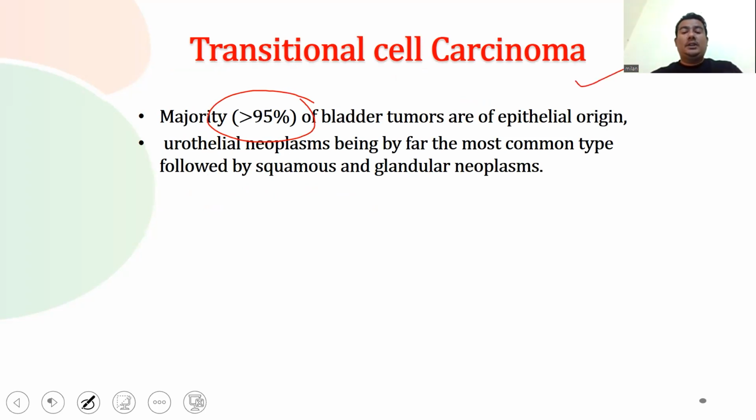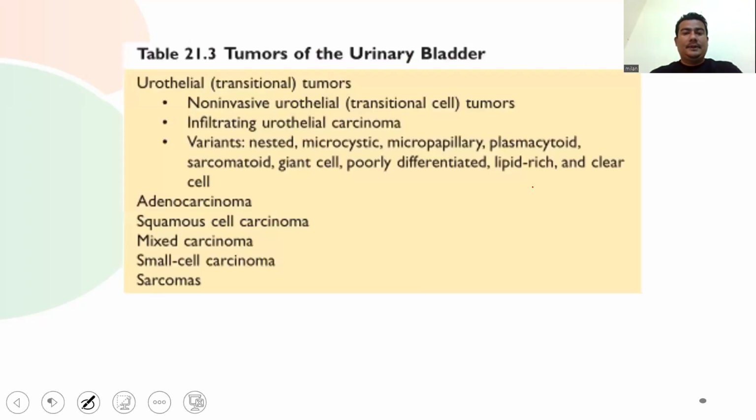So urothelial carcinomas, or the transitional cell carcinomas, are the bulk of the carcinomas arising in the urinary bladder, which are followed by squamous and glandular neoplasms. Yes, there can be squamous cell carcinoma, there can be adenocarcinomas whenever there is metaplasia of the transitional epithelium, but 95% of the bladder tumors by origin are transitional cell carcinoma type.